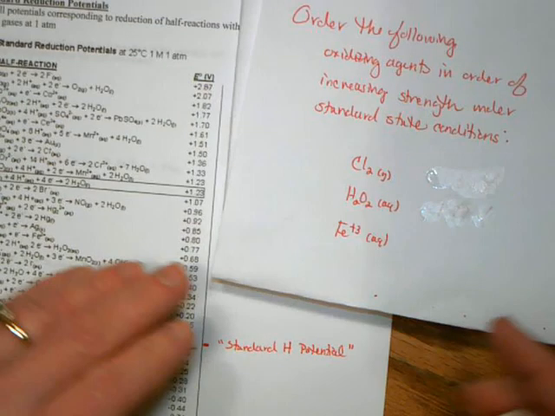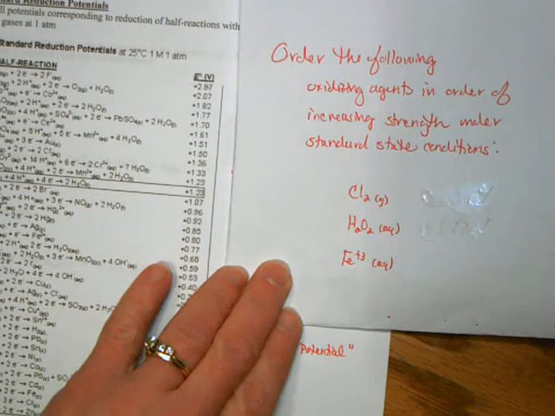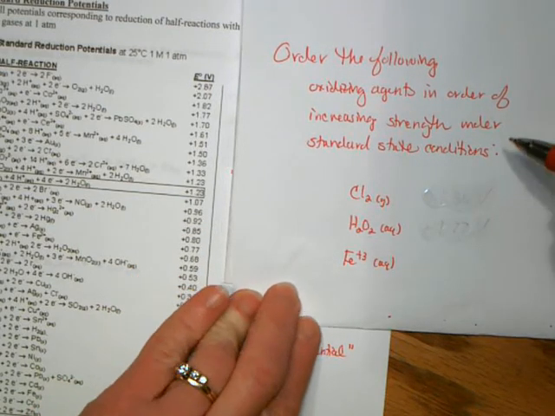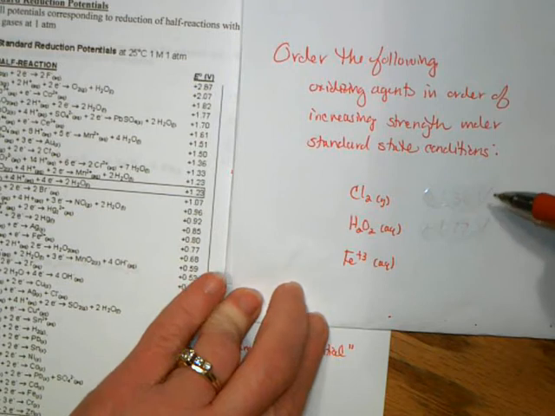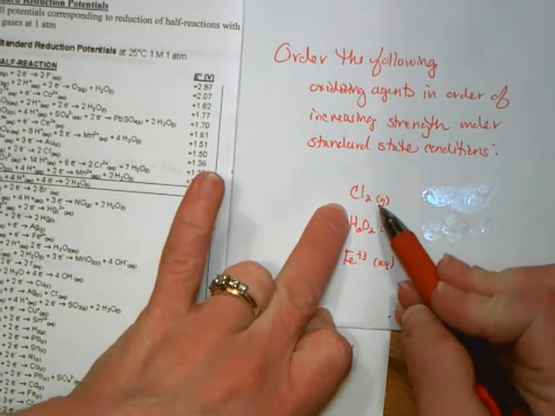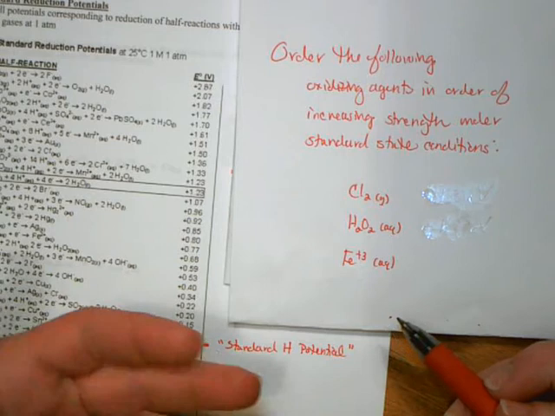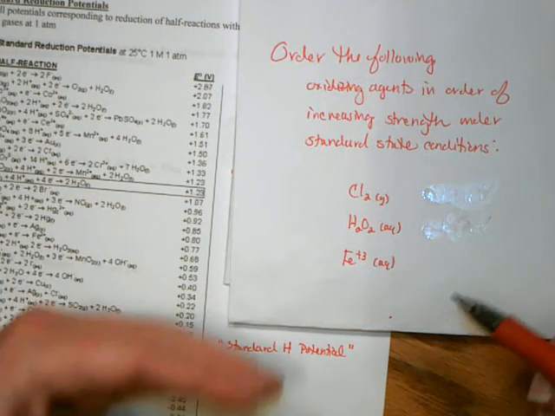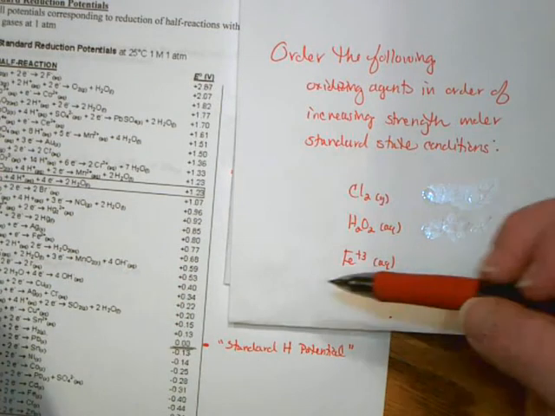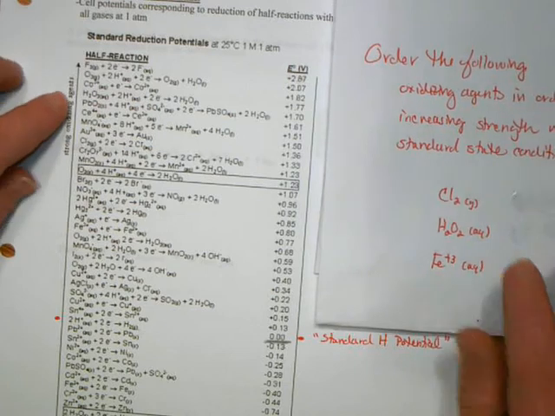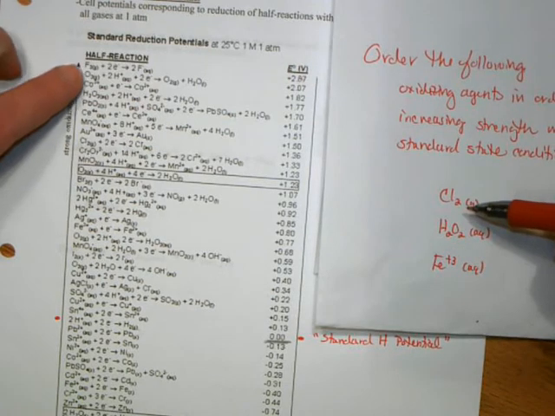All right, so what if you were asked this? Order the following oxidizing agents in order of increasing strength under standard state conditions. If these are oxidizing agents, they themselves are undergoing reduction. So the strongest of these would have the greatest positive value in volts for the half-cell reduction reaction. So we want to find where we have chlorine as a reactant.